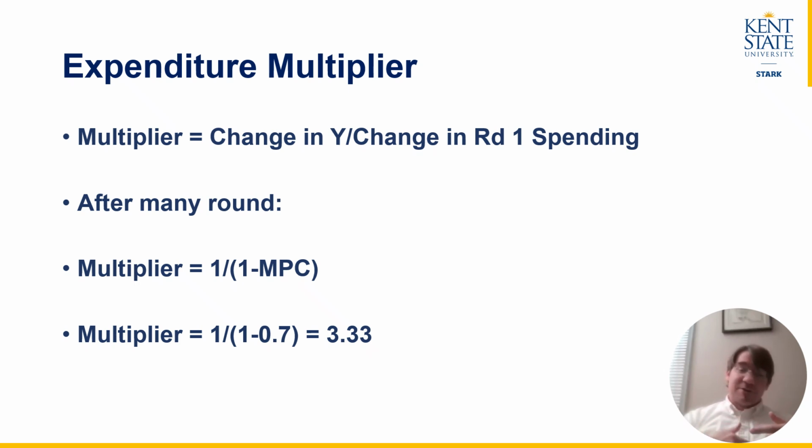That 100 million shows up as someone else's income. They spend part of it. What they've spent shows up as someone else's income, and so on and so forth, until we end up with a total of 3.3 times the original 100 million, or 333 million.